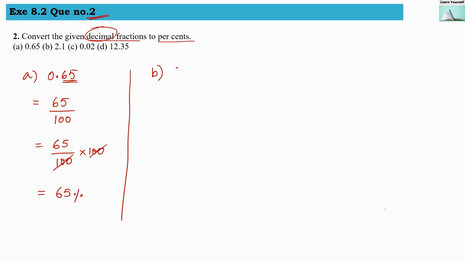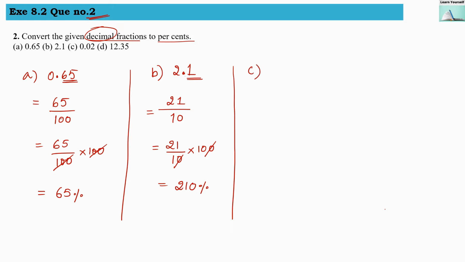B, 2.1. This is a decimal point. After decimal point only one number is there. So how we are going to convert this into fractional form? In the denominator 10 will come. So 2.1 fractional form is 21 divided by 10. Now we are converting this into percentage, so we are multiplying with 100. 10 and 10 will get cancelled out. Here we got 210. So 210% will be our answer.